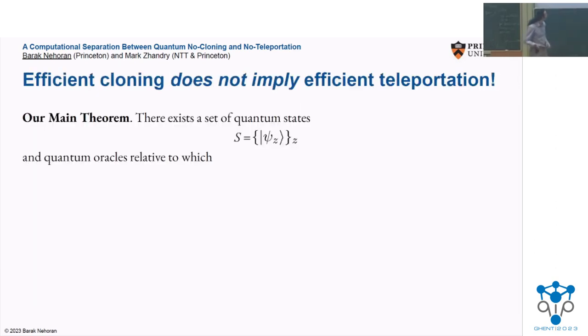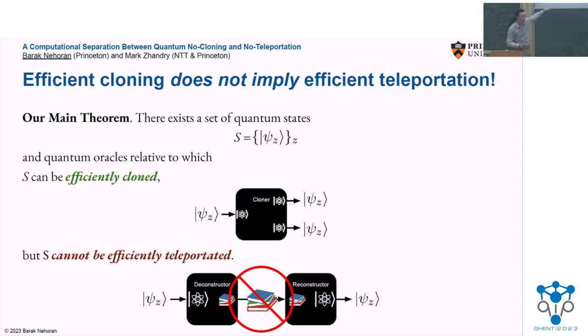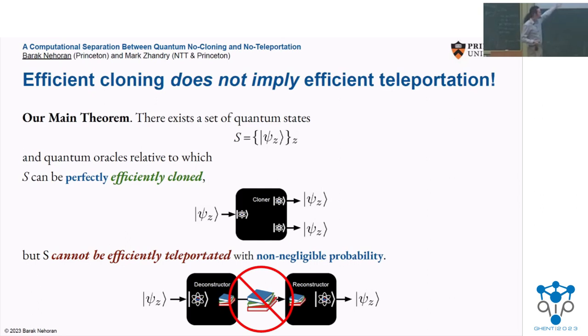And specifically, what our theorem says is that efficient cloning does not imply efficient teleportation. Specifically, there exists a set of quantum states and quantum oracles relative to which they can be efficiently cloned, but not efficiently teleported. And if you like precision, then we specifically say that these states can be perfectly efficiently cloned, but you can only teleport them with negligible probability, and you can efficiently clone even in the worst case, but you cannot even teleport in the average case.